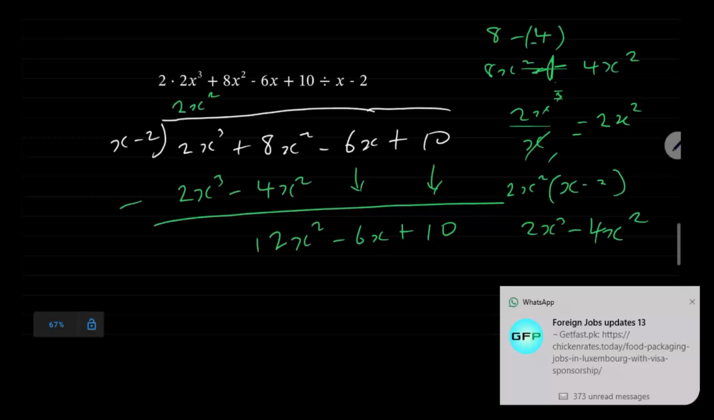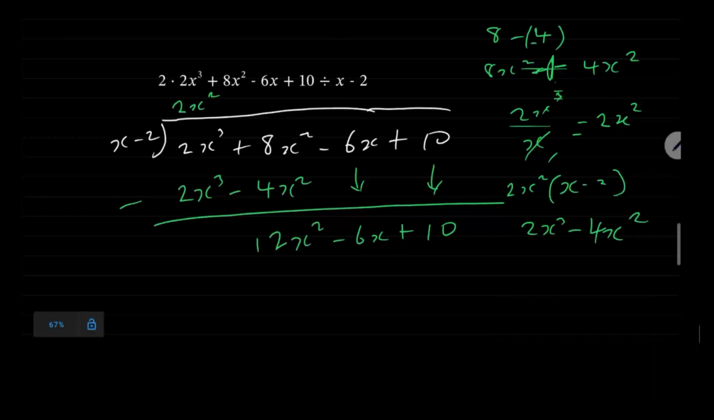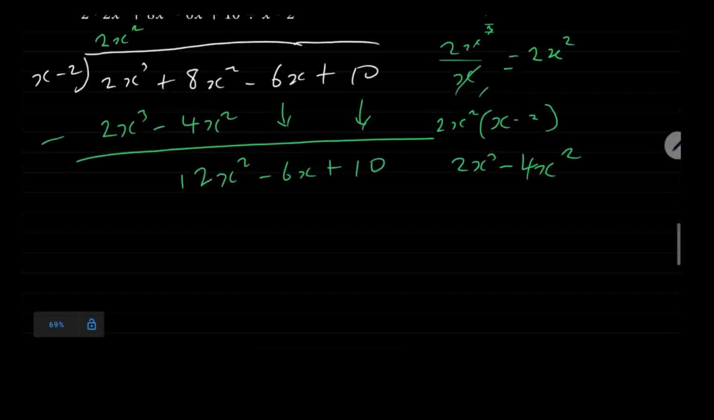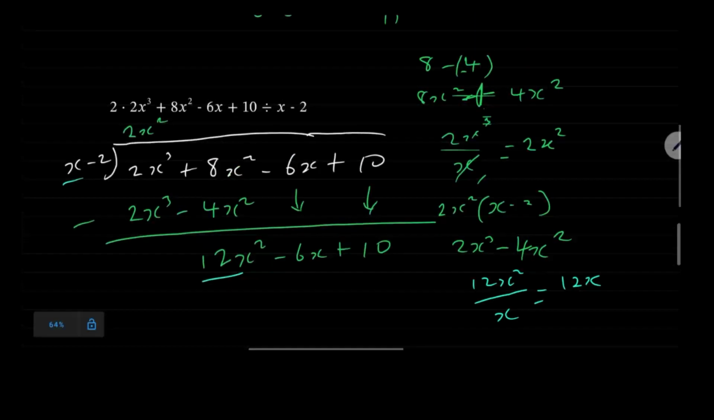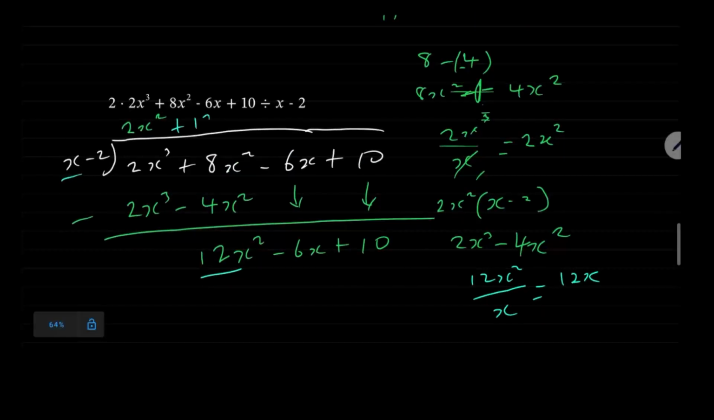Now when this happens in this situation, what do we do? It's pretty simple. We are going to use it to divide by the divisor. So this one we have here is 12x squared, divided by the x. So we are going to have 12x squared divided by x, which is obviously going to give us 12x. And we are going to write a 12x here. It is a plus, so plus 12x.